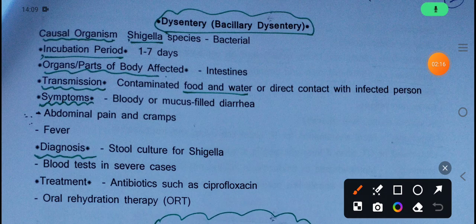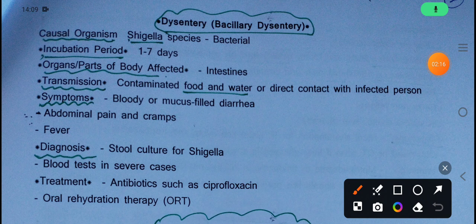Next one is dysentery, bacillary dysentery. Its causal organism is Shigella species. It is again a bacterial disease. Incubation period is 1 to 7 days. The part of body affected is intestine. Transmission is through contaminated food and water or direct contact with an infected person.